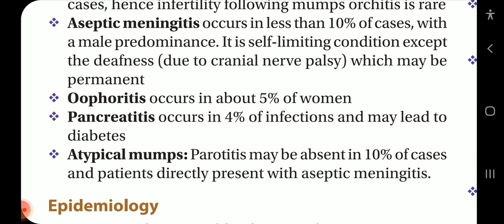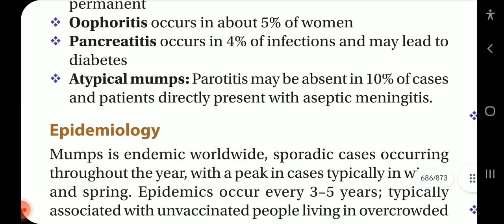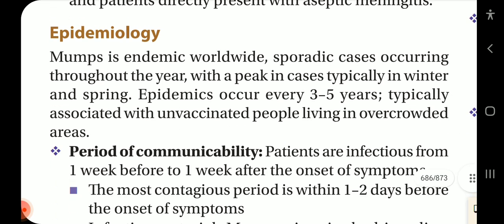Oophoritis occurs in about 5% of women. Pancreatitis occurs in about 4% of infections and may lead to diabetes. In atypical mumps, parotitis may be absent in 10% of the cases and patients directly present with aseptic meningitis.